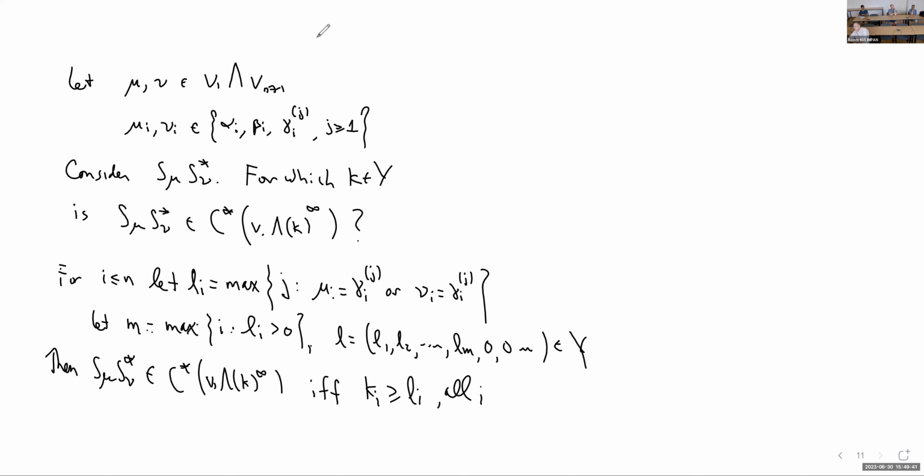So the question is, well, we know which K's in Y allow this element. What's the corresponding subset of the interval? So let D of L be pi of, instead of K in Y, the set where k_i is greater than or equal to l_i. And I'd like to tell you what that is. I think this will make the construction we have seem more natural. And of course, I'm showing you this because I like it.